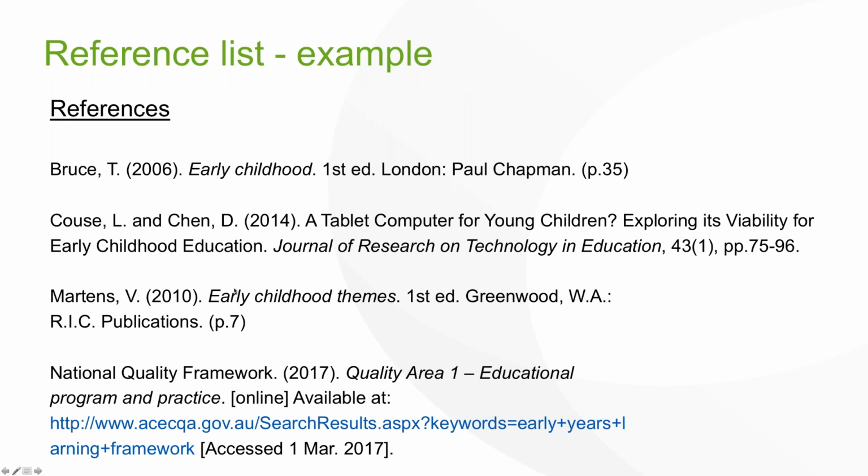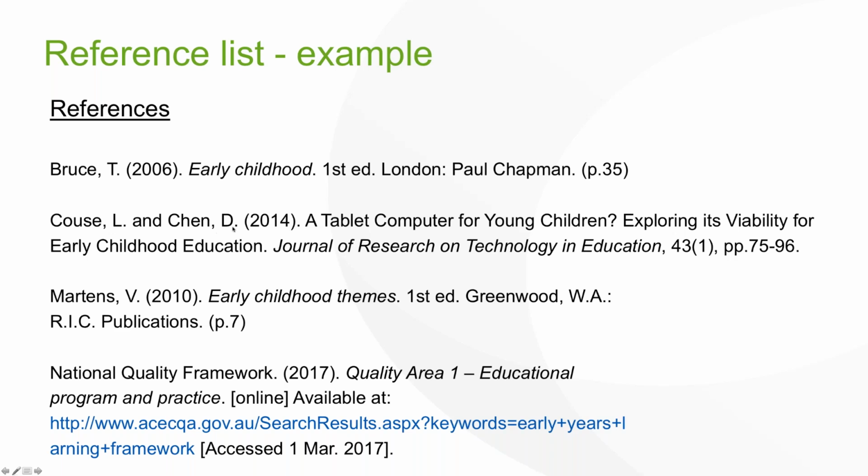Here I've got an example for you of the reference list. So you will note here we have References, and I usually underline that word. And then we have the references in alphabetical order. So B goes first, then C, then M, then N. So you'll note Bruce T, 2016. To me, this looks like a written text.